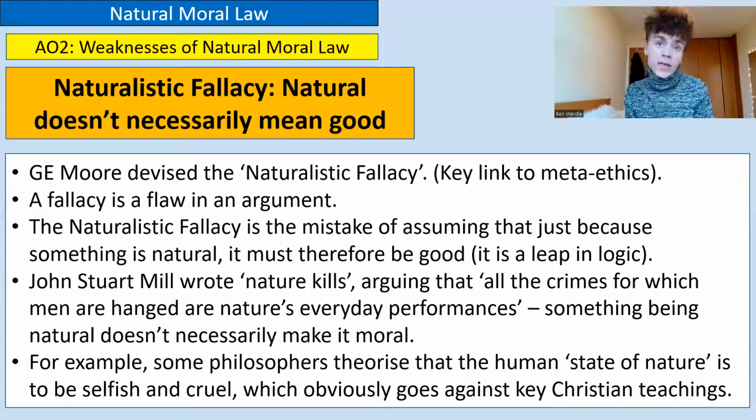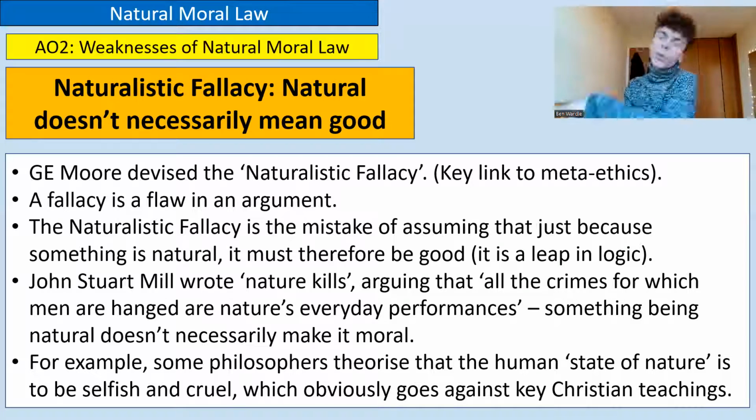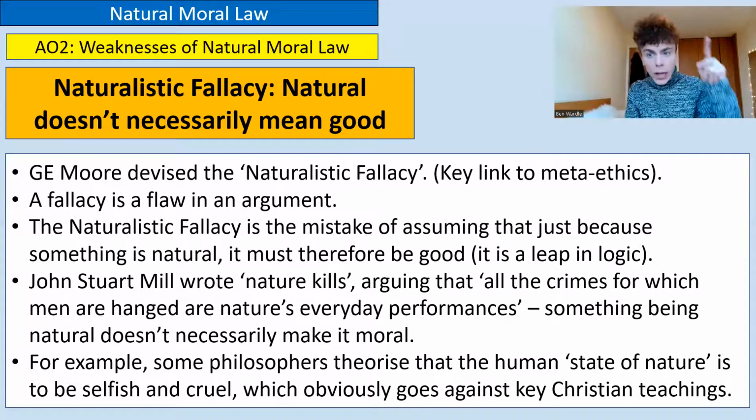John Stuart Mill, for example, based on his observation of nature, so literally what is natural in the natural world, was that nature is very cruel, that nature kills. He said all the crimes for which men are hanged are nature's everyday performances. So something being natural doesn't necessarily make it moral, because if humans were doing the things that we see animals do in nature, we would prosecute them. We would lock them up. We might even sentence them to death. And so clearly our legal system is very different in terms of what it sees as good to what happens in nature on a daily basis.